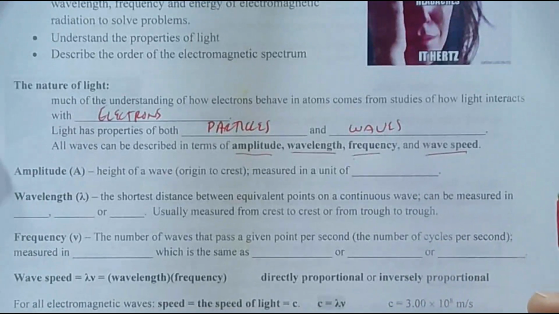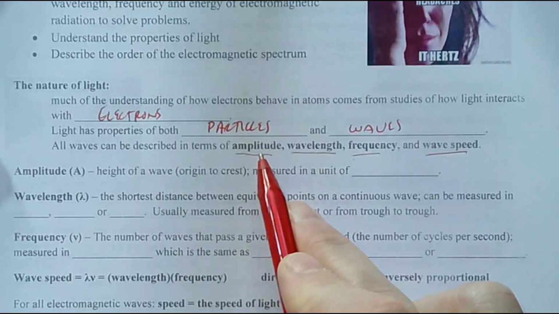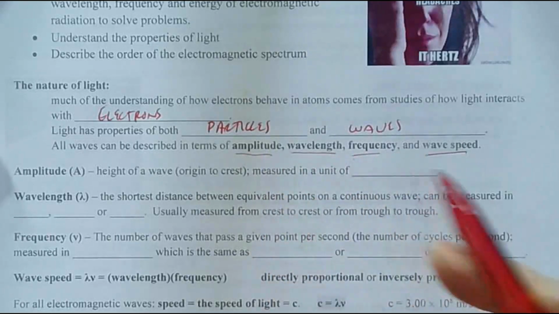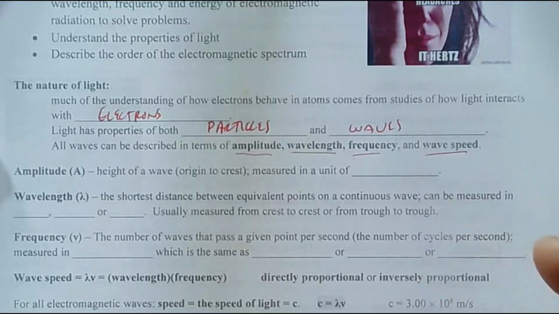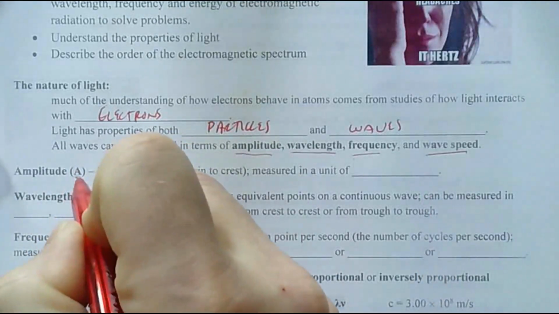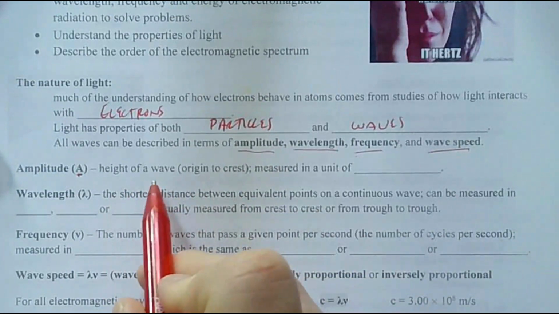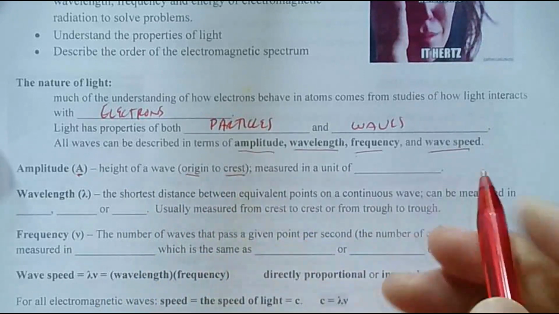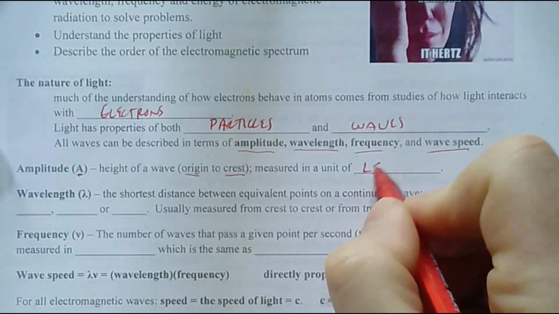I know a lot of you are not going to be very familiar with light, so it can be beneficial when you're thinking about these terms to think about something that you're more familiar with, like water waves. First of all, amplitude. It has a symbol of a capital A, and this is just defined as the height of a wave from origin to crest, measured in some unit of length.